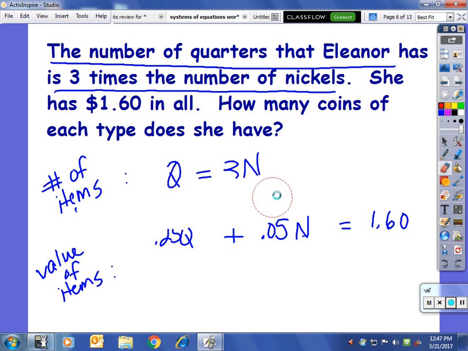Okay, now there's some things we can do to make these equations nicer. Or at least the bottom equation can be nicer. The top one's pretty nice already.